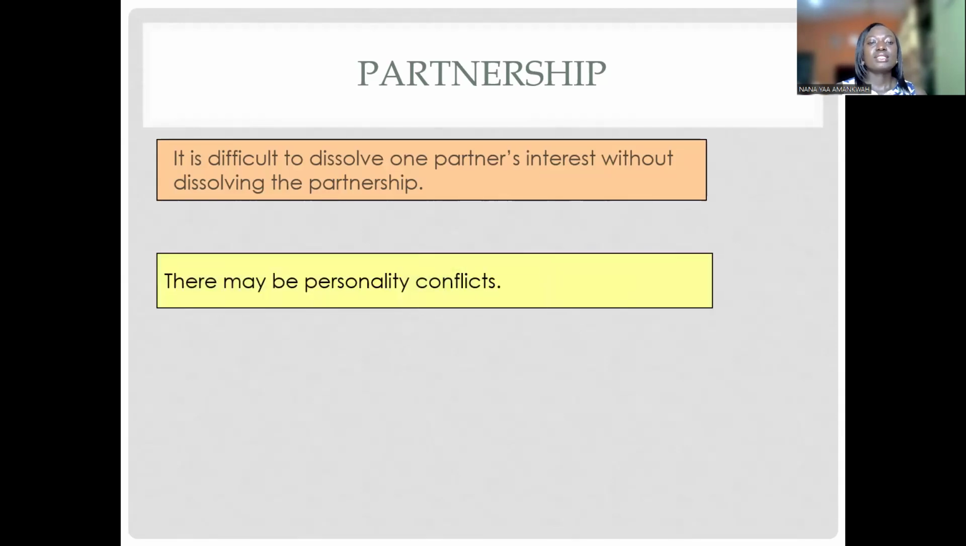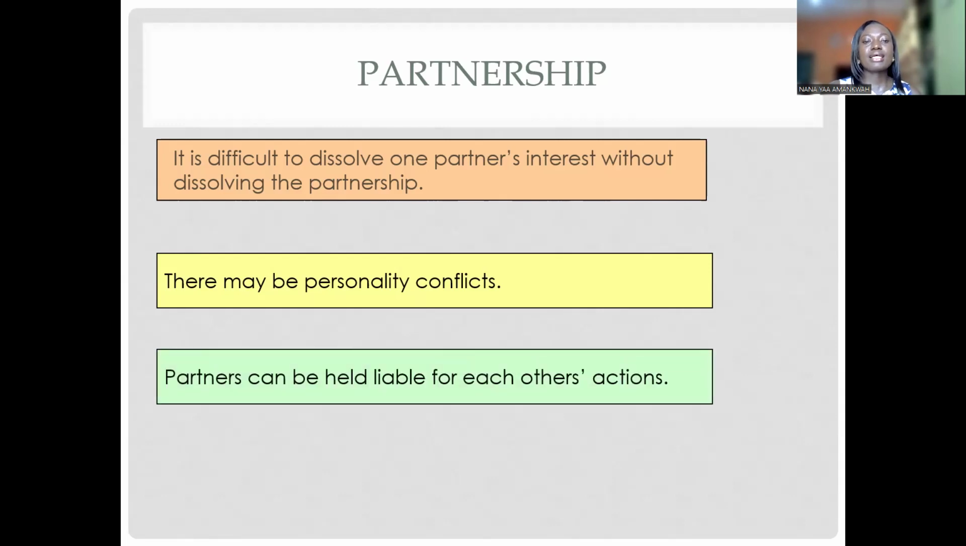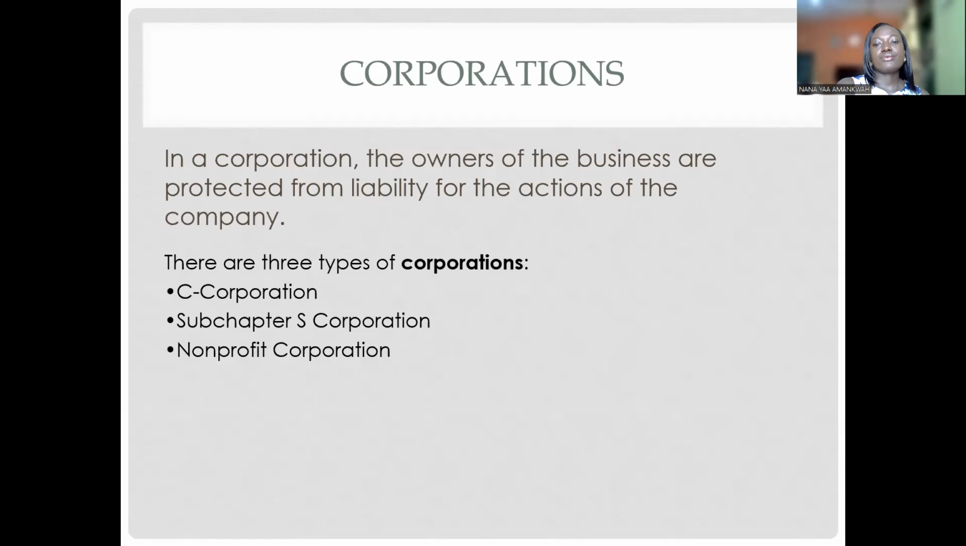There may be personality conflicts at every point in time. You come up together as a group of people, and because we are different, we have different ideologies, there are usually conflicts in that sense. And then partners can be held liable for each other's actions. Whenever one person does the wrong thing or the right thing, all of you are held responsible.